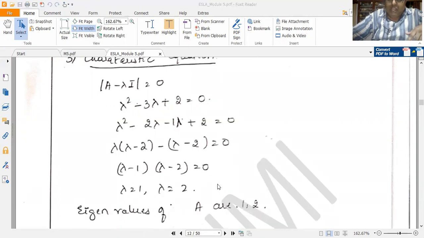Equating both factors, lambda minus 1 is equal to 0 and lambda minus 2 is equal to 0. Transposing minus 1 to the right hand side, and also minus 2 to the right hand side in the other factor, I get lambda is equal to 1 and lambda is equal to 2. So lambda equal to 1 and lambda equal to 2 are the eigenvalues of the given square matrix A. That's all. This completes the solution of the first problem. Thank you. The other problems we shall continue in the next lecture.